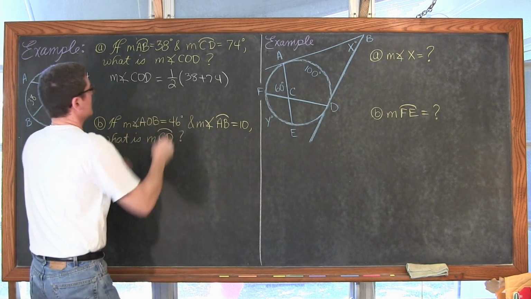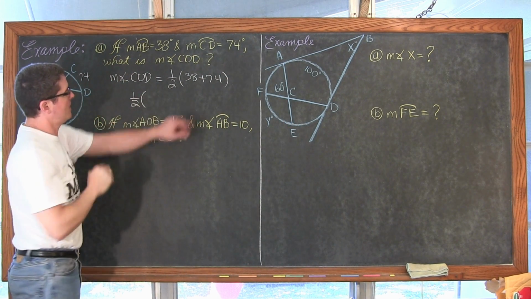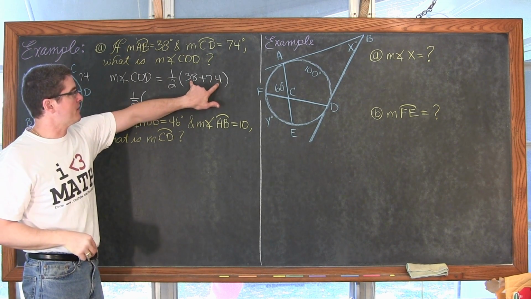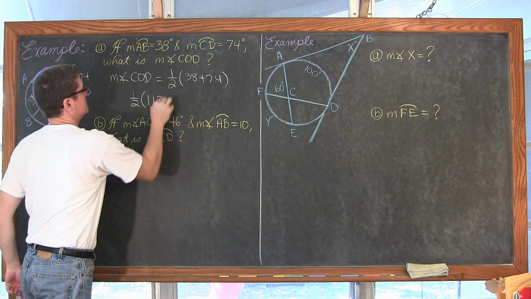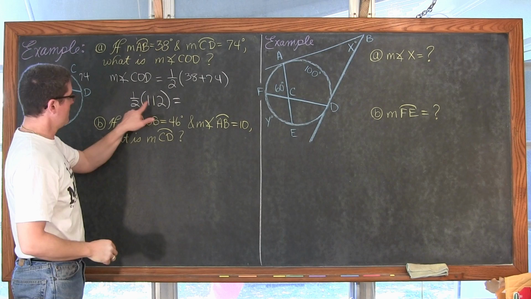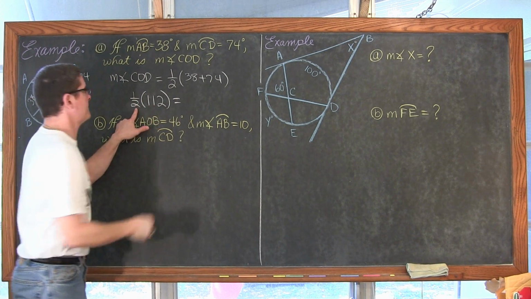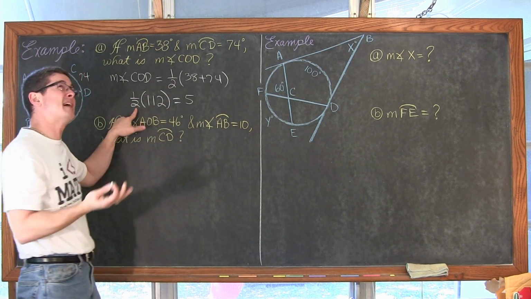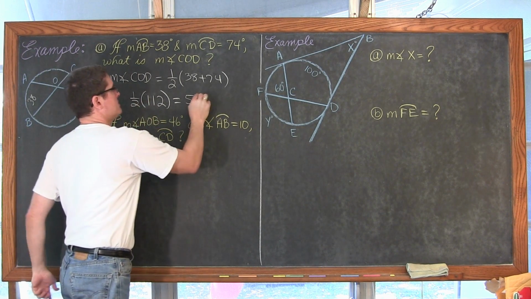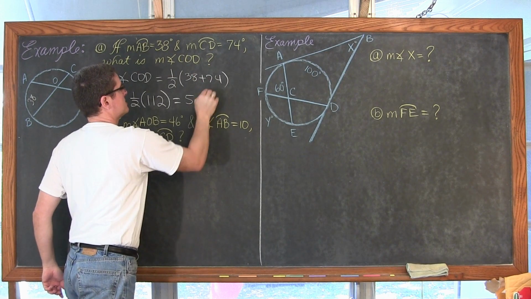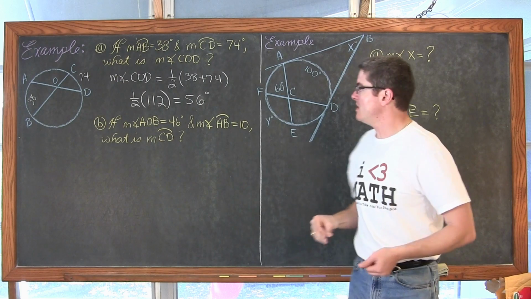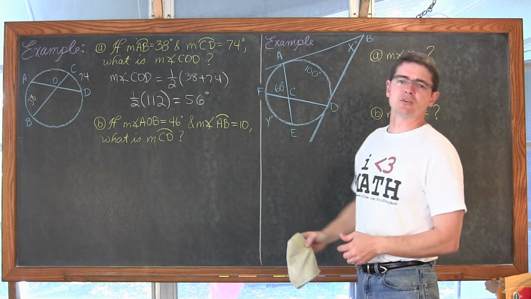Well, let's see here. That's going to be 1/2. 70 plus 30 is 100. Now we're at 108, and now we're at 112. And half of 112, well, let's see here. 11 divided by 2 is 5, but 5 times 2 is 10. That leaves a remainder of 1. So I got 12 left over, and half of 12 is equal to 56 degrees. So the measure of angle COD with our first example is equal to 56 degrees.